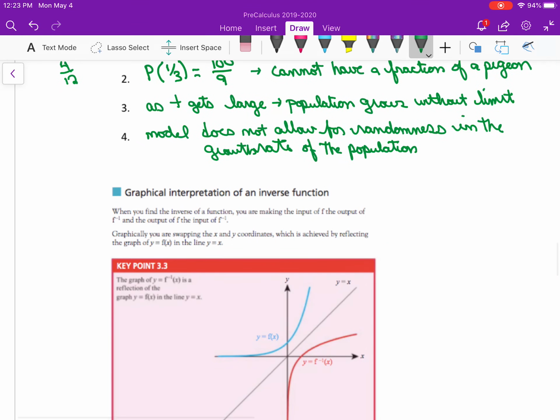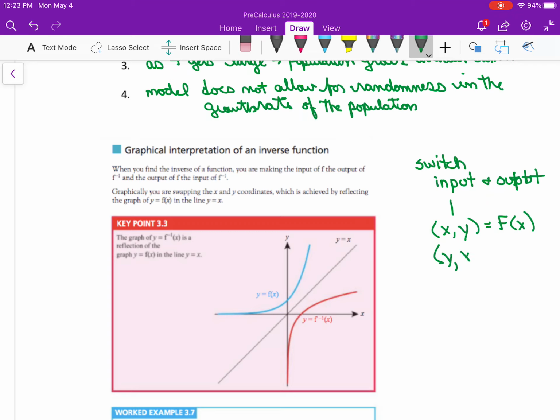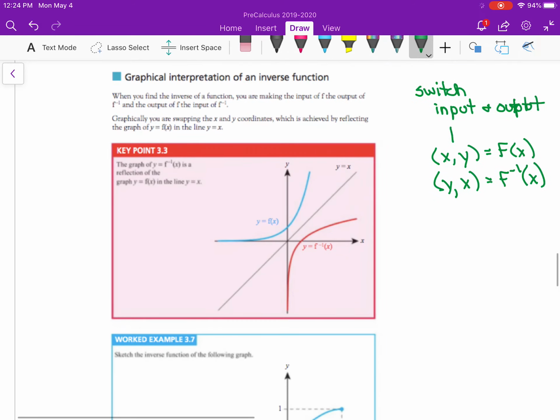Remembering the next thing is inverses of a function. All right, inverse is where you switch the input and the output. So you switch input and output. I need to learn how to spell output. So, if I have x comma y equals f of x, my inverse will be y comma x. So you're literally just switching the places of x and y.